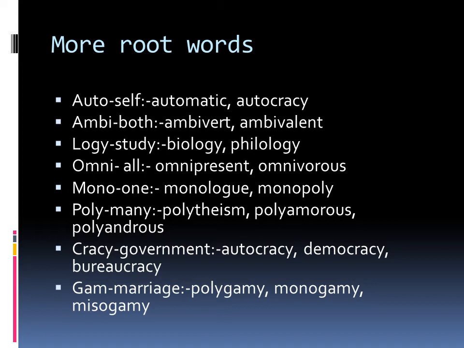Poly means many. Polytheism, which believes in many gods. Polyamorous, having multiple relationships. Polyandrous, having many husbands. And what should be the opposite of polyandrous? Monoandrous. Very good.